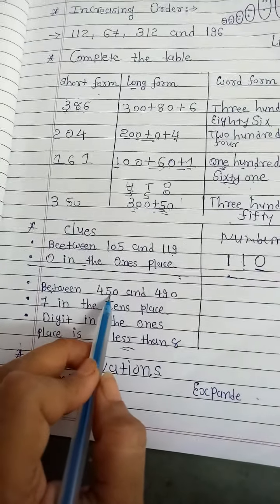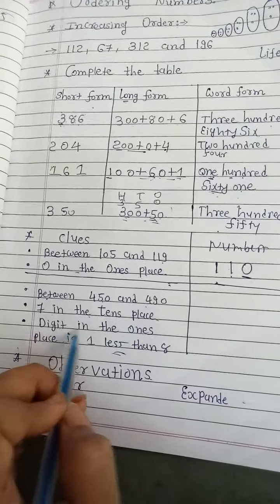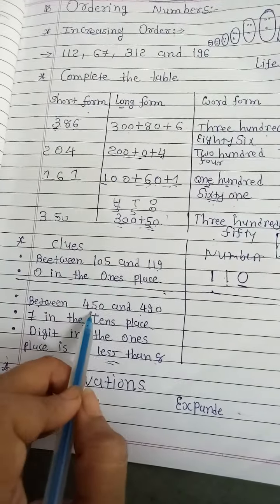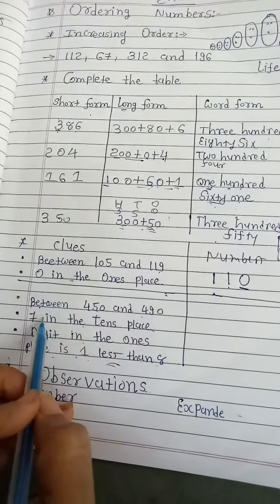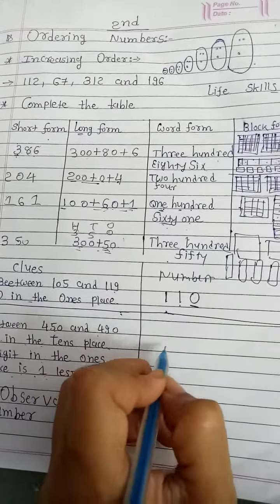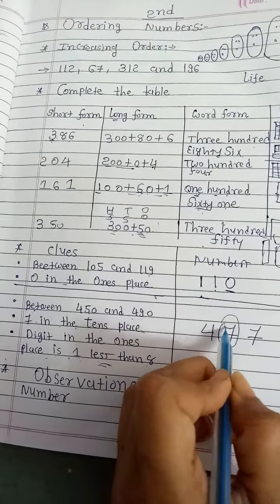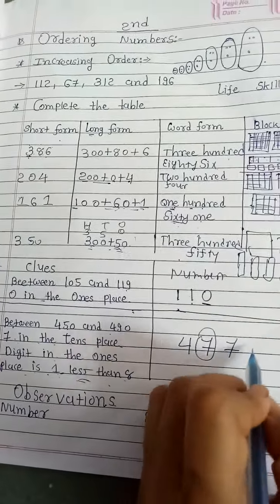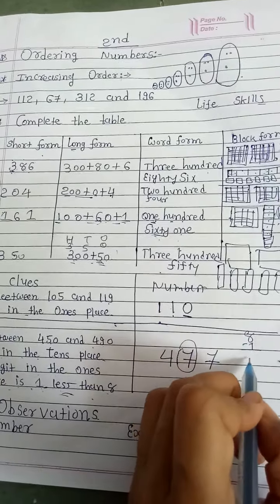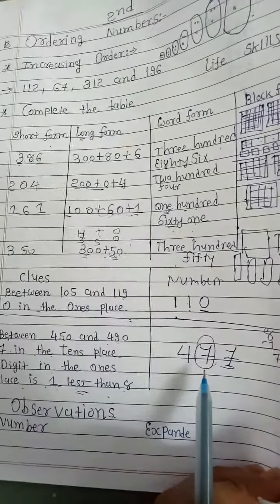Here between 450 and 490, 7 in the 10's place. Digit in the 1's place is 1 less than 8. If we take 477, you can see here 7 at the 10's place and 1 less than 8. So if we cut 1 from the 8, then we get 7. So here 7. So the number is 477.